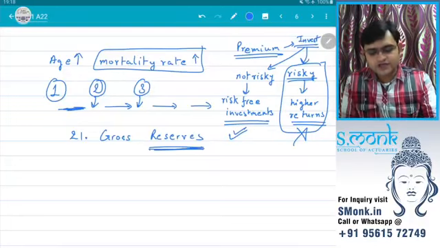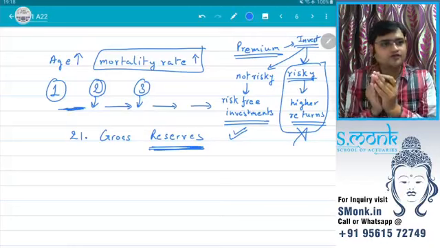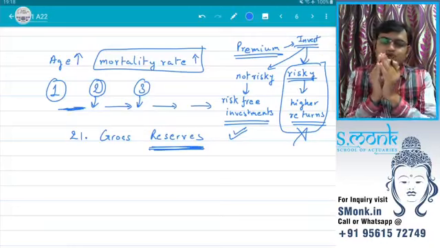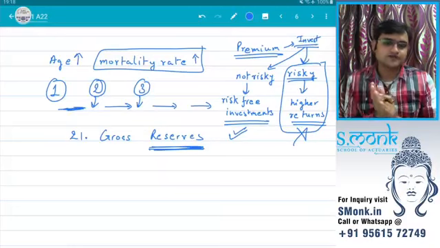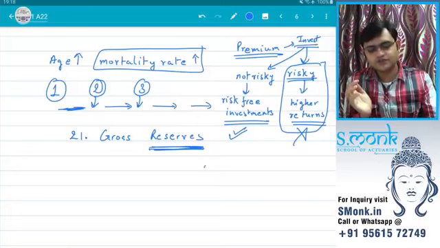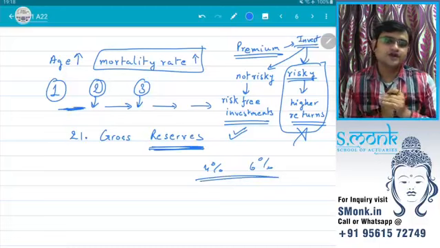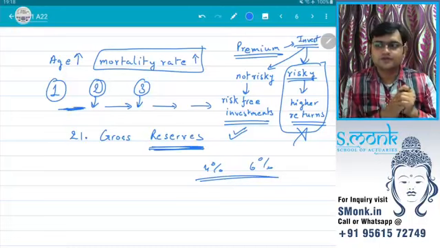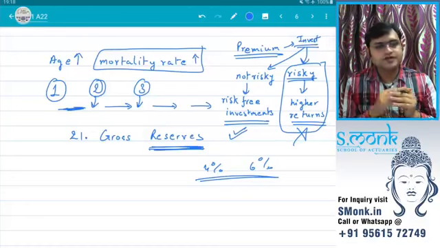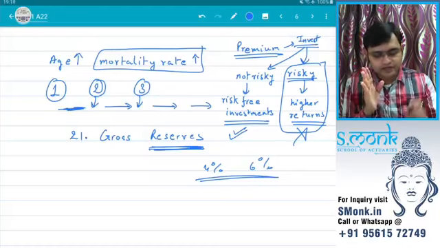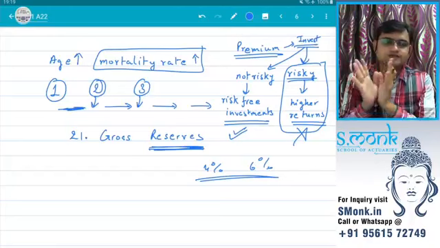So the reserves that we create, this is the amount of money that will be required for my future payments. I will use that money only to invest in risk-free investments. So all of these 4% and 6% calculations that we do, those are risk-free rate of interest. We are not taking any risk with that money. Okay. So the premiums that we calculate, we are calculating it according to risk-free investment only. We are saying we are not going to take risk with somebody else's money.